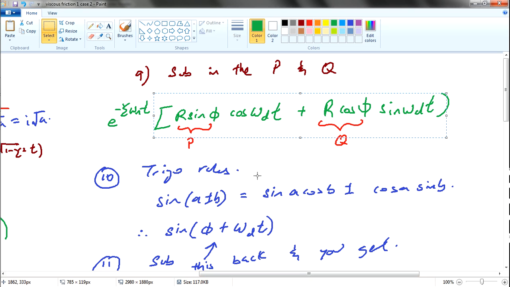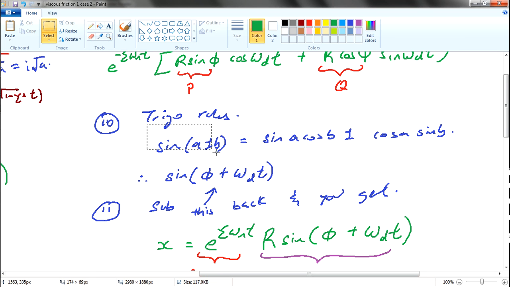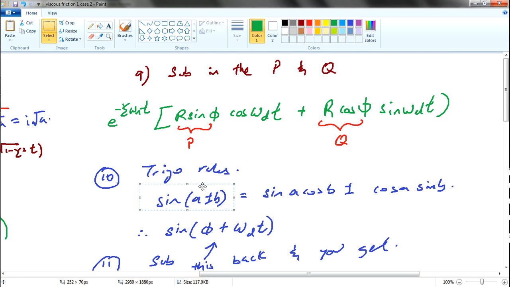The trigo rule says that if you have a sine cosine, plus or minus cosine sine, which is what we have here, luckily, we can deduce that this is sine A plus or minus B. If it's plus, then it is plus. If it's minus, then it's minus. In our case it is plus, so it's sine A plus B. And therefore it is sine alpha plus the damping frequency time.